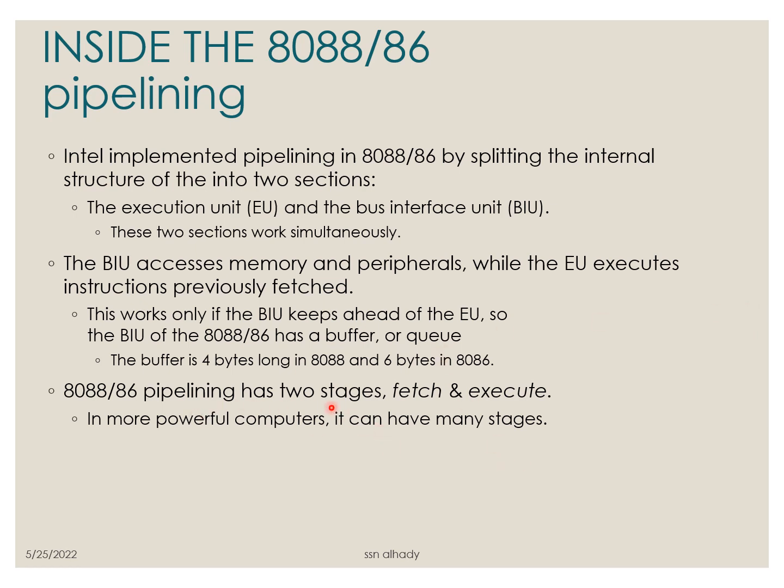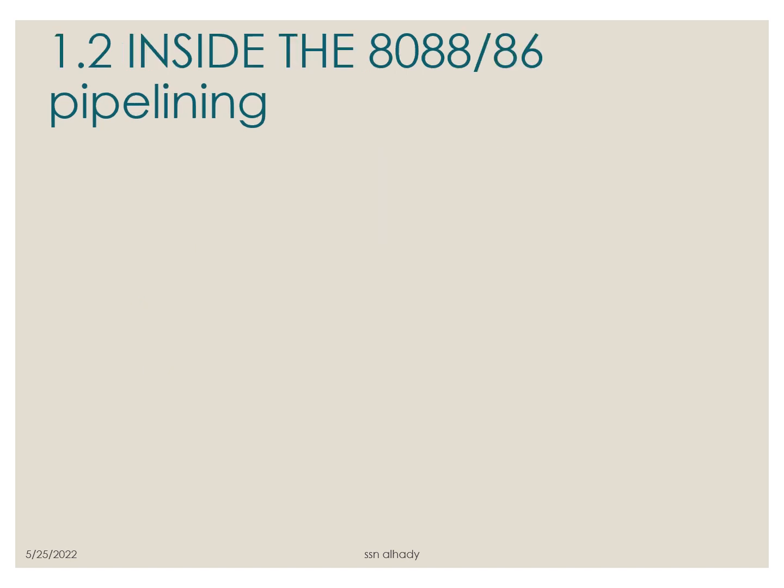The 8086 pipeline has two stages, fetch and execute. A more powerful computer can have many stages. In the later 286, 386, 486, and then Pentium and Core, they have more pipeline stages, maybe certain K pipeline. So you can imagine it becomes faster to execute.